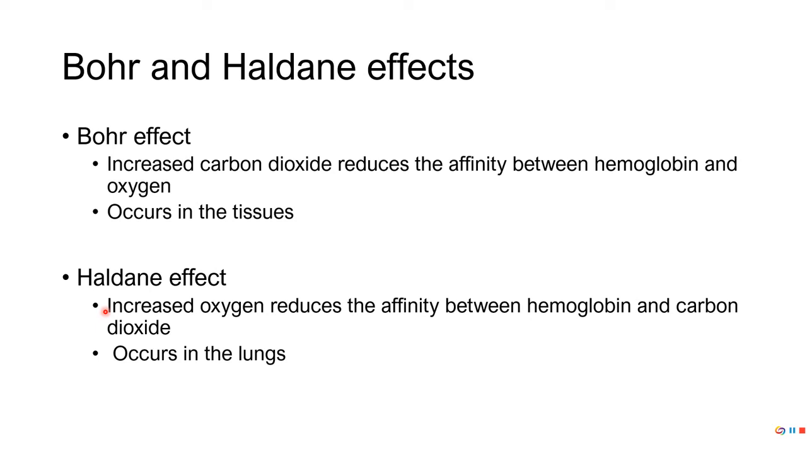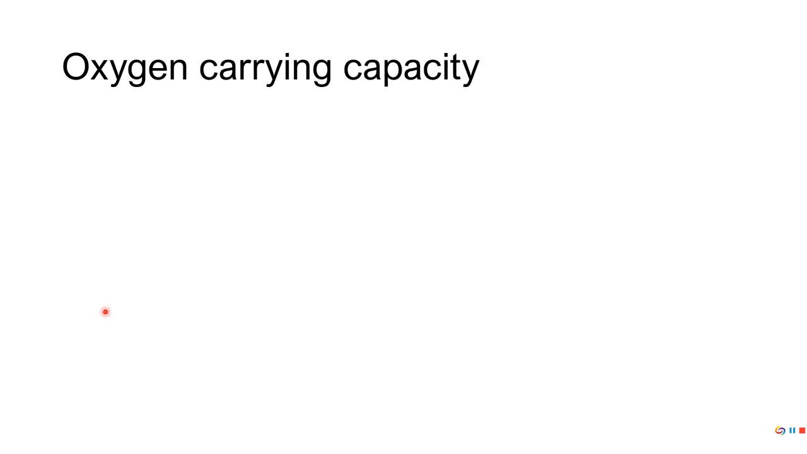The Haldane effect is the exact opposite. In this case, if I have lots of oxygen, so I have lots of students sitting in the chairs, there are fewer chairs for faculty to sit. Okay, and so as a result, there's less places for carbon dioxide to go, and this occurs in the lungs, which is great because we're trying to exhale carbon dioxide and we don't want it to be bound to hemoglobin.